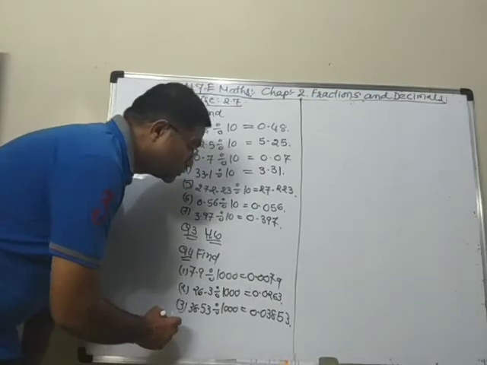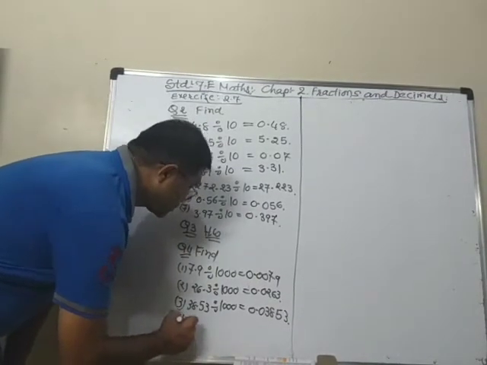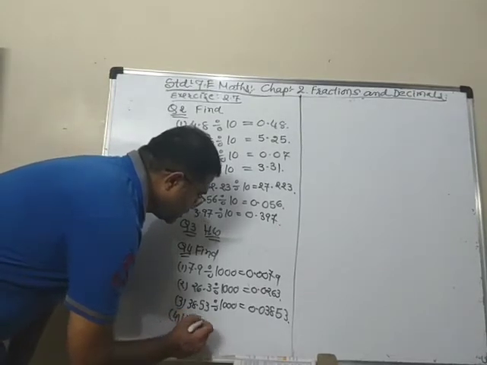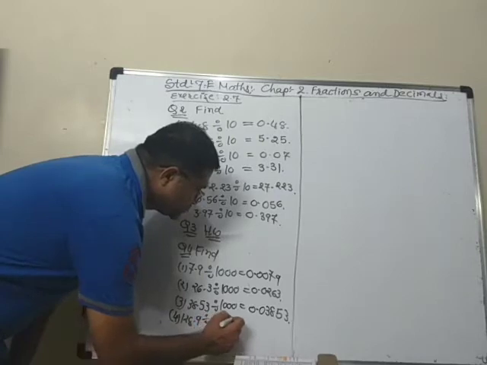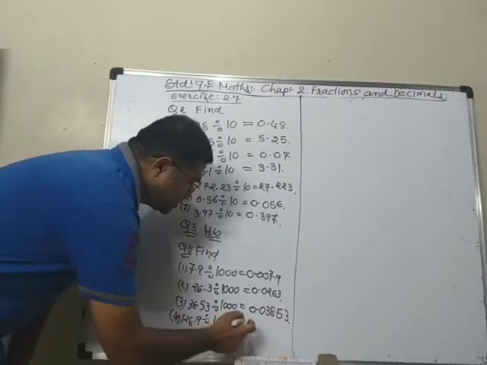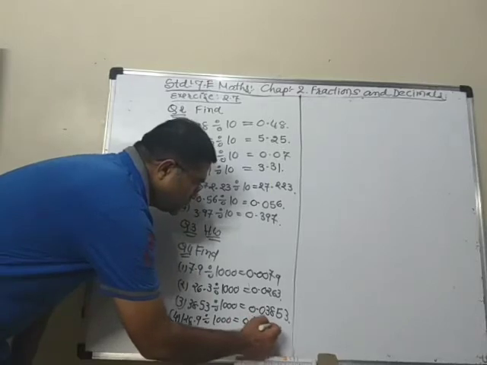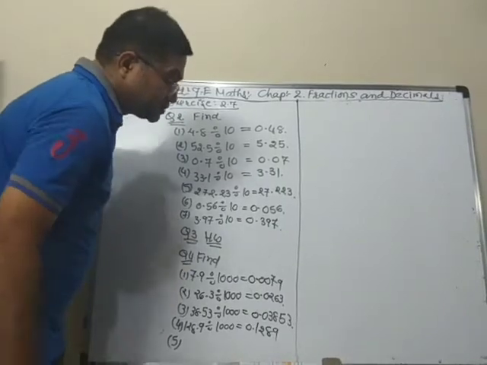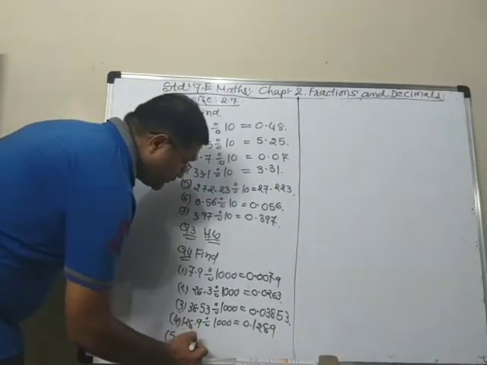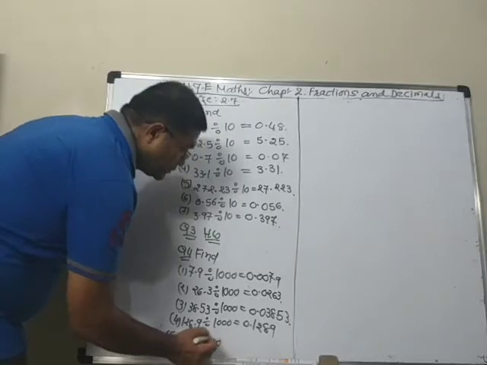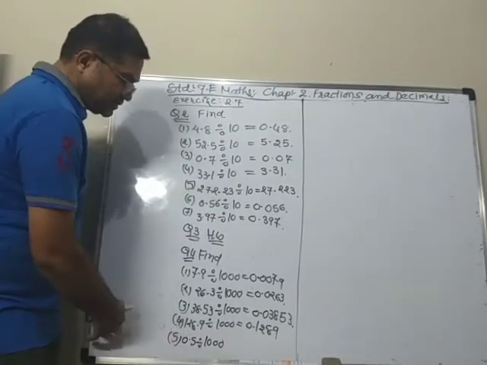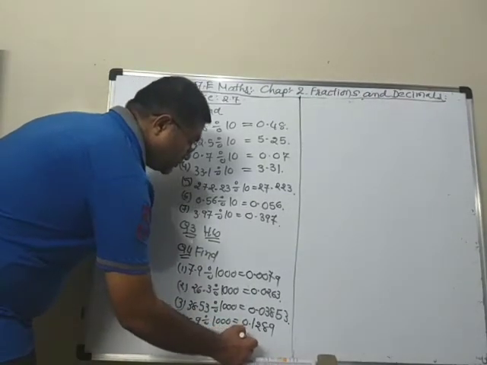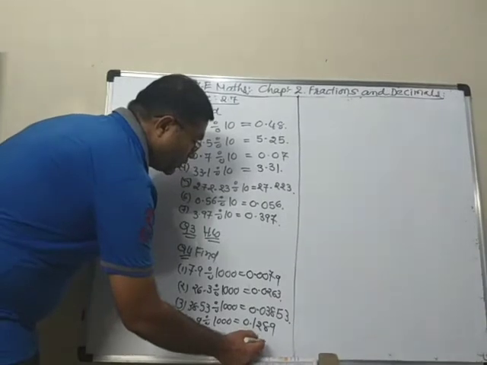Fourth one is 128.9 divide by 1000. So here 3 places, 0.1289. And the last fifth one in the fourth question is 0.5 divide by 1000. So there is nothing placed here. So we have to put 3 zeros. So it is equal to 0.0005.